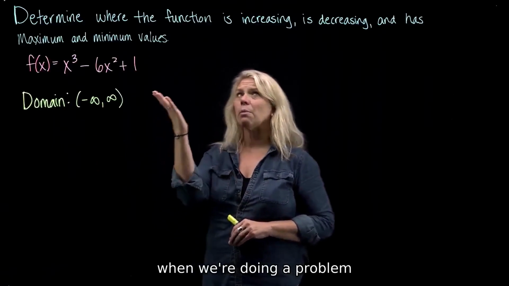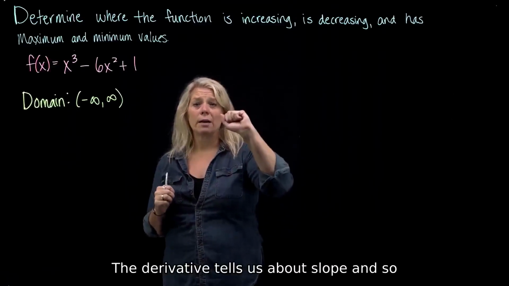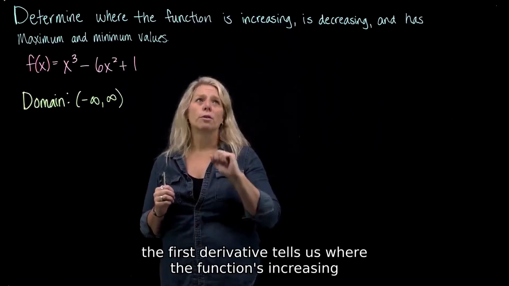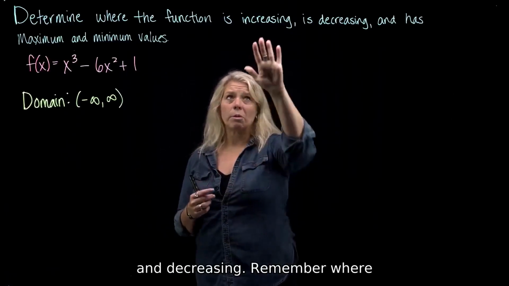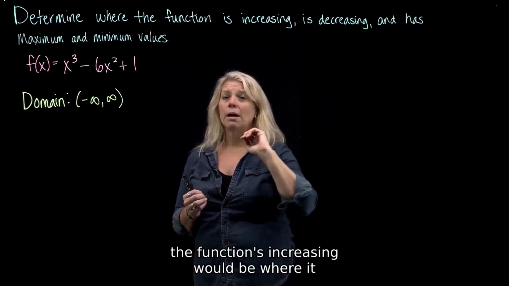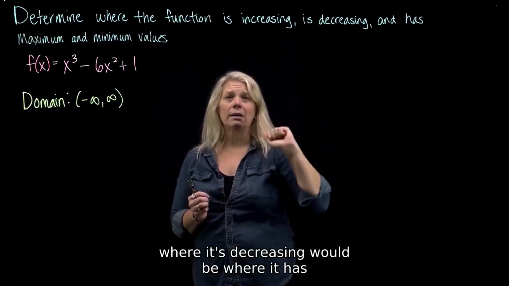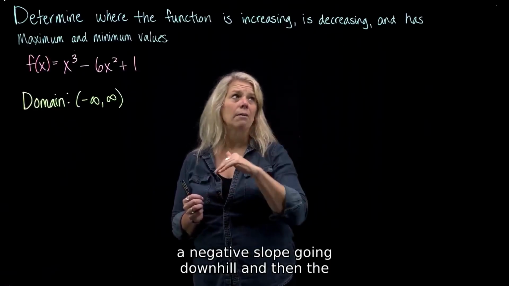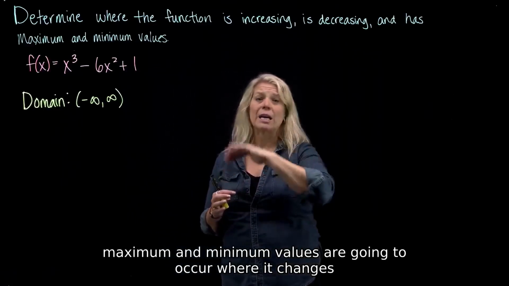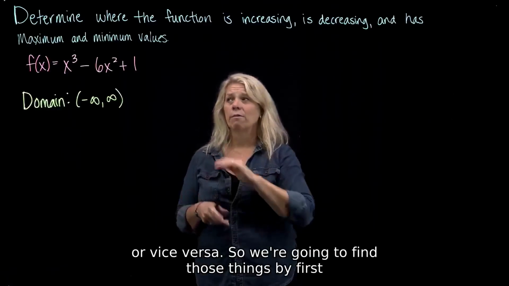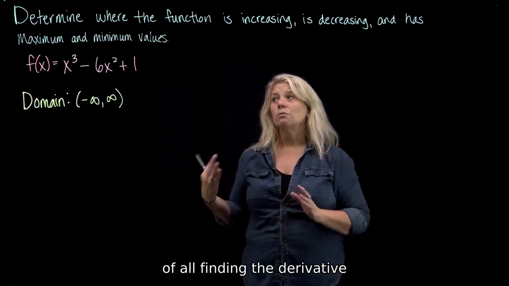And then when we're doing a problem like this, we're really using the derivative. The derivative tells us about slope. And so the first derivative tells us where the function's increasing and decreasing. Remember, where the function's increasing would be where it has a positive slope, so a positive derivative. Where it's decreasing would be where it has a negative slope, going downhill. And then the maximum and minimum values are going to occur where it changes from increasing to decreasing or vice versa. So we're going to find those things by, first of all, finding the derivative.